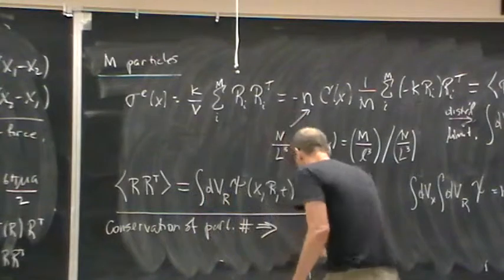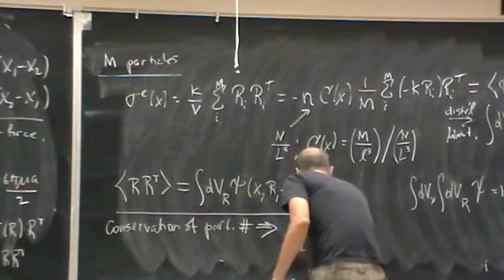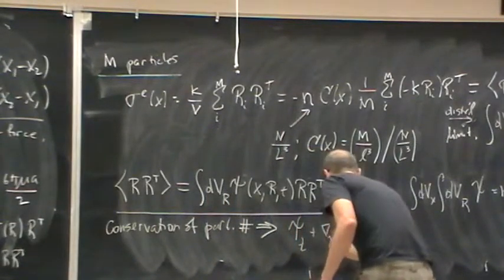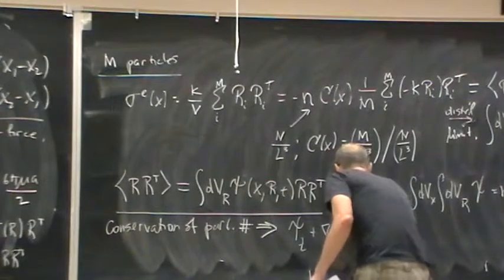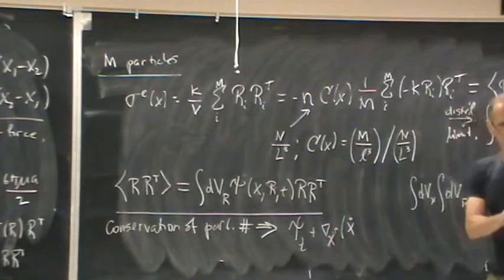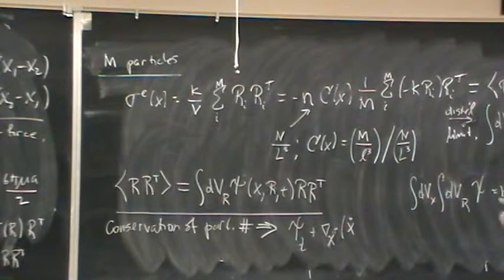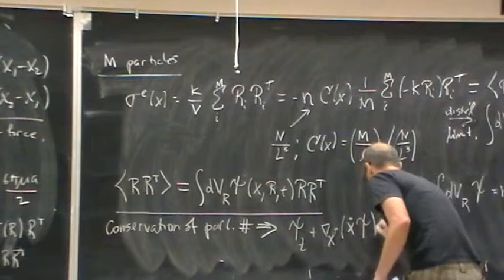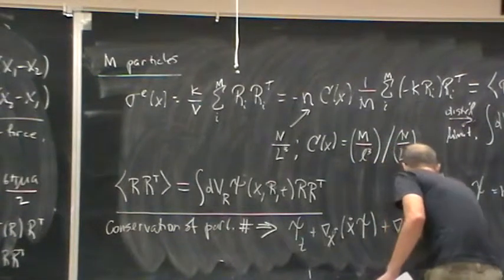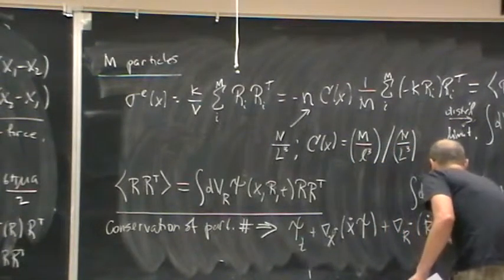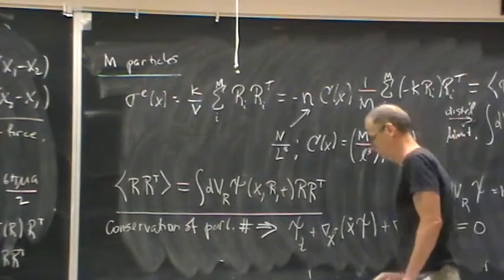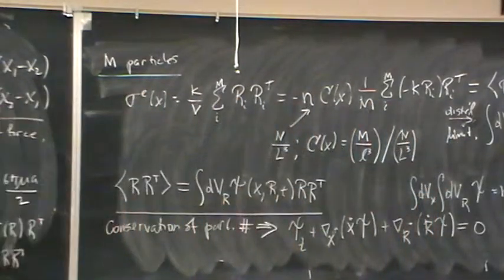That gives me d psi dt plus div x dot psi. I'll write this as a flux. This is really now a function. It's not this x dot sitting over here. It's a flux function, plus div R dot psi is 0. So that's what psi will satisfy. It's just a conservation equation. This is a Fokker-Planck equation.